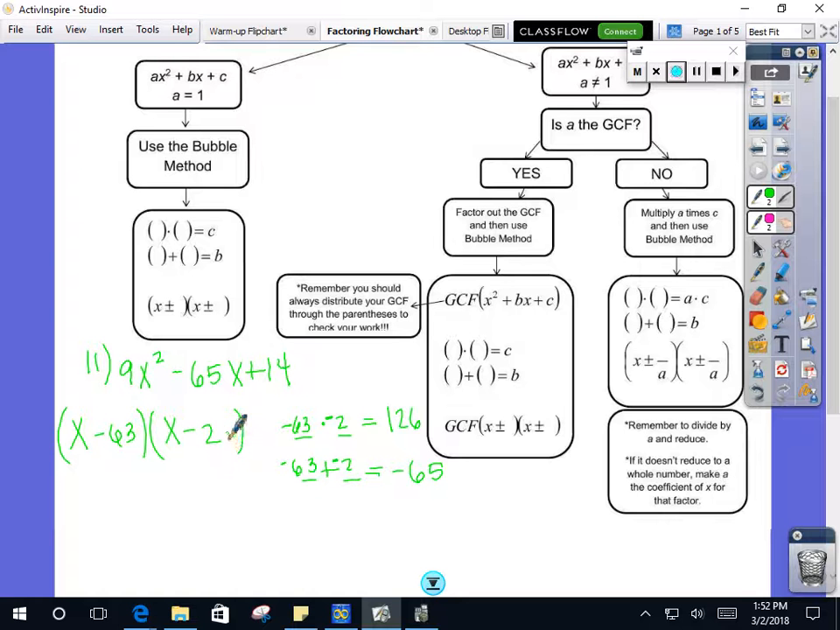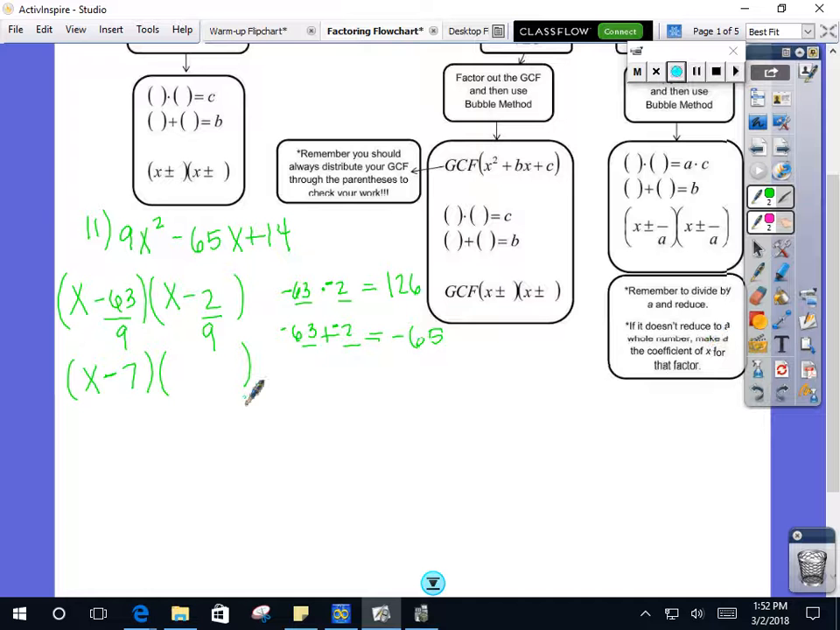Or remember, it doesn't matter, you could have put the x minus 2 first. Now what do we do? What does it tell us to do over here? Divide by the a, which is 9. And then it tells you to reduce. This reduces to x minus 7. And then will 2 over 9 reduce? So what do you do when it won't reduce? You make this denominator the coefficient of x. So 9x minus 2.